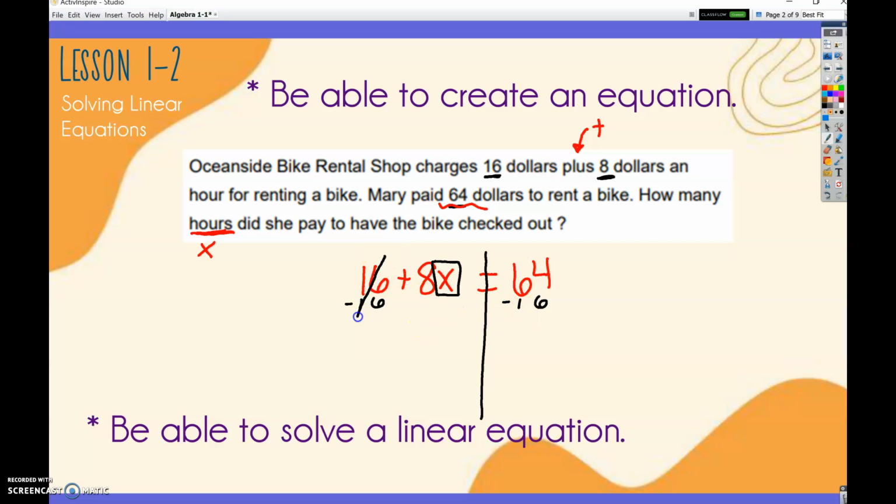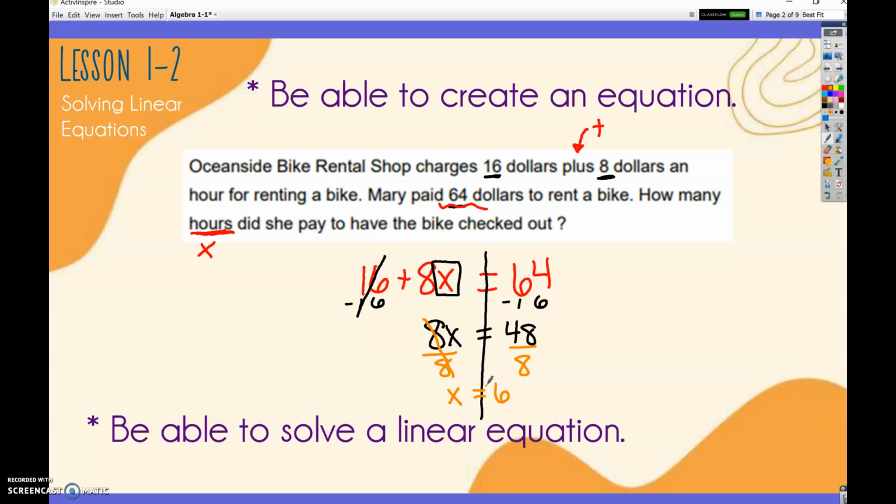So my 16 take away 16 is gone, and I have 8x. Down my equals here, 64 take away 16 makes 48. Now my final step, to get x all alone, it says 8 times x would be to divide by 8. 8 divided by 8 makes 1, so we don't have to write the 1, we just leave 1x there. And 48 divided by 8 is 6.